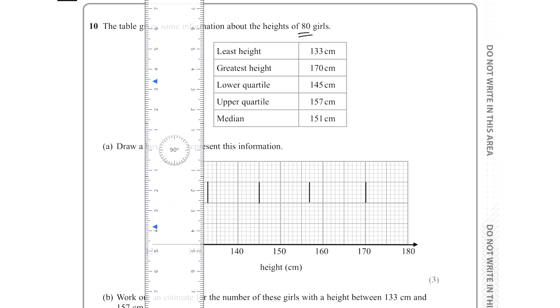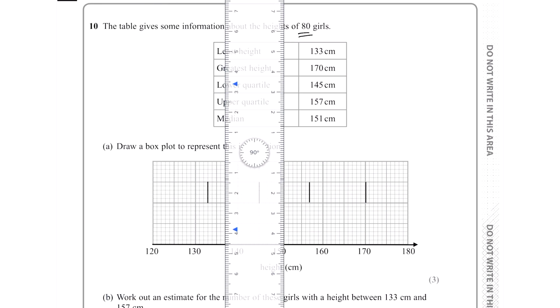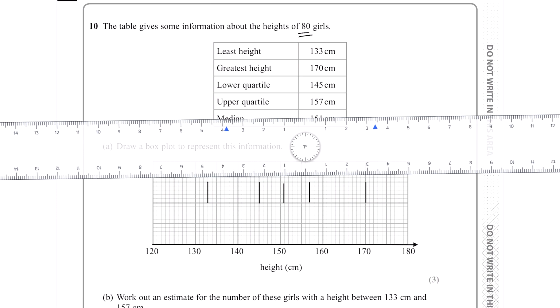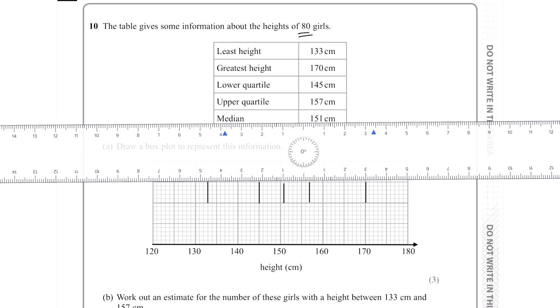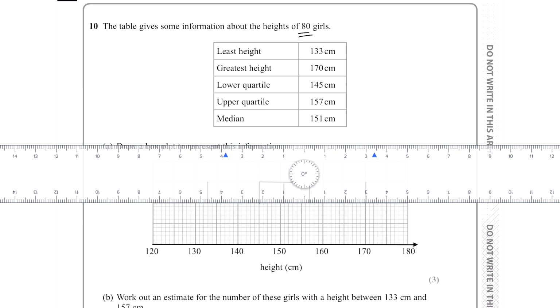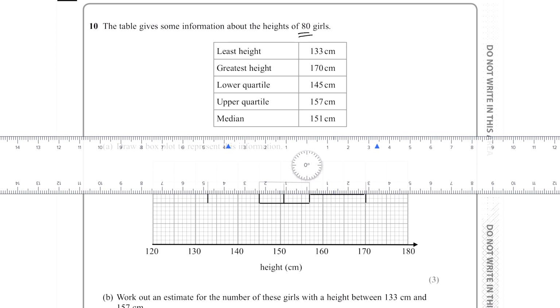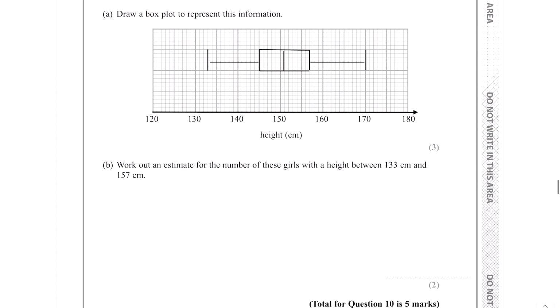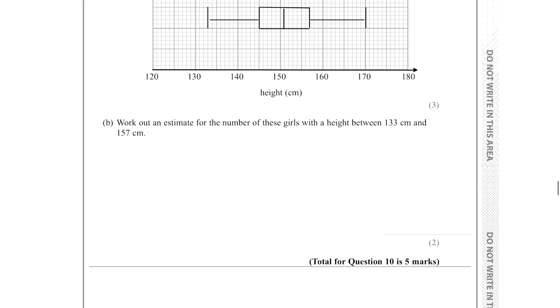And then it says the median is 151, which is roughly there. And then connect all of that together. So that would be, oh, it's a little bit hard to move the ruler on here, but that's a line through there. And a line through there. And then finally connect this and this. Let me just get rid of the ruler tool now. Awesome. So that's how that looks. Nice, easy 3 marks for that.